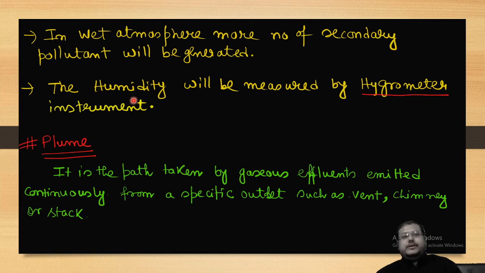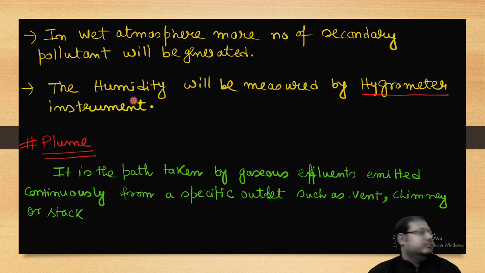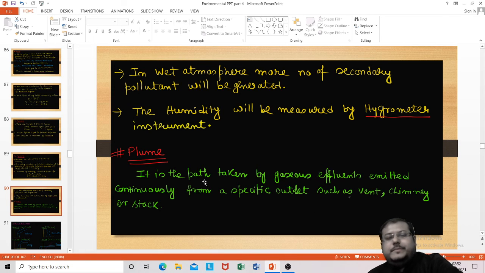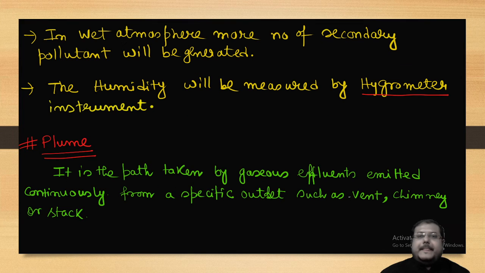Now we're entering the next segment, plume. What is plume? It is a path taken by gaseous effluents emitted continuously from a specific outlet such as vent, chimney, or stack.